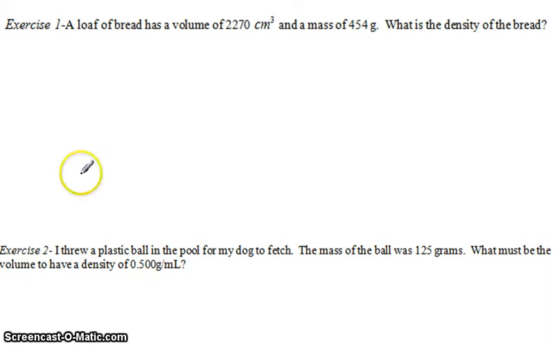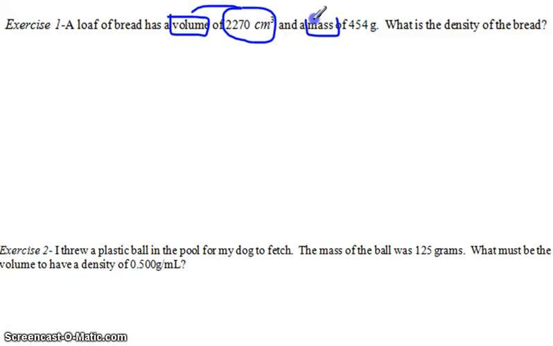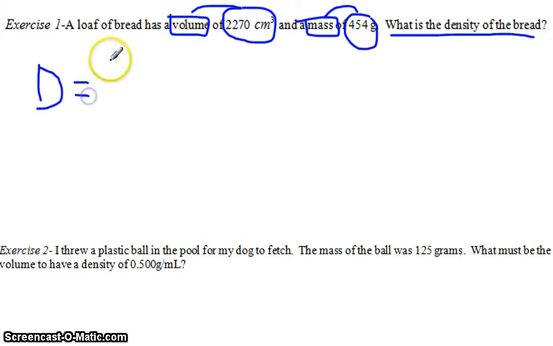Exercise 1. A loaf of bread has a volume of 2,200 centimeters cubed and a mass of 454 grams. We're trying to figure out the density of that bread. So how much mass per unit of volume it is. If you go back and look, your density is equal to mass divided by volume.